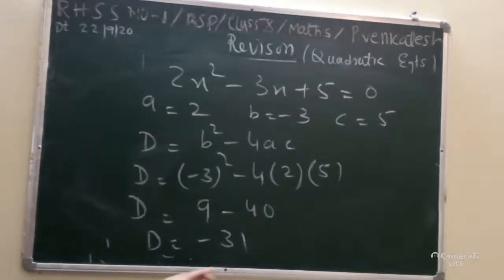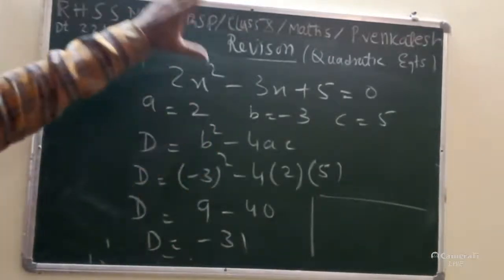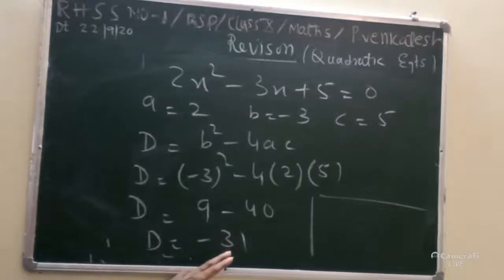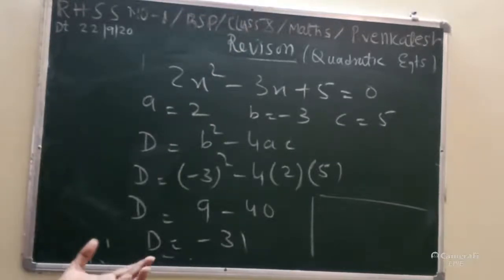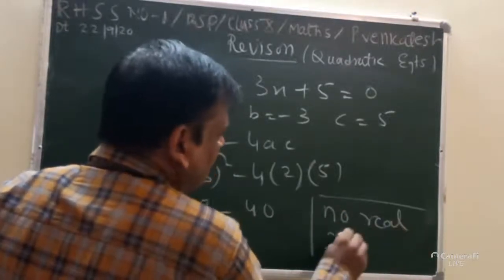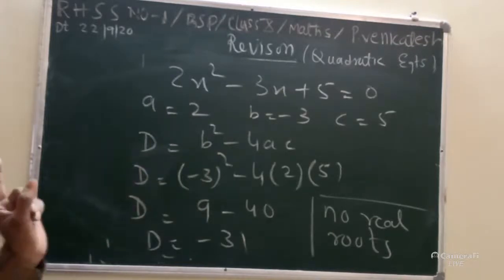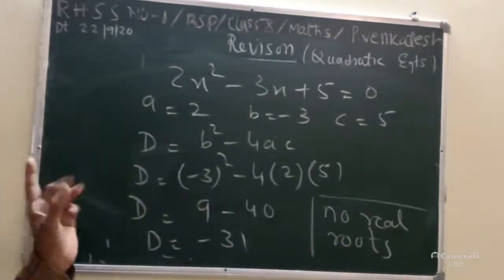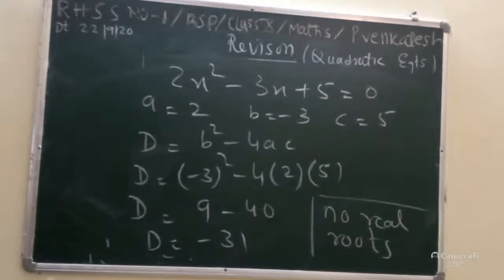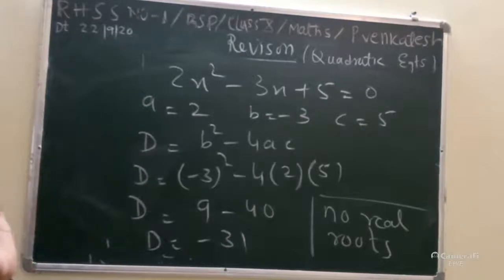When the value of D is negative, no real roots. If you ask the nature, the value of D in the given quadratic equation is minus 31. If you ask what is the nature of the roots, no real roots. It will have imaginary roots. When the value of D is negative, then you will not have any real roots. Okay, the roots will be imaginary, which we will study in higher class, that is class 11th maths. How to find the imaginary roots, you will study in class 11th. Okay, no need to find.